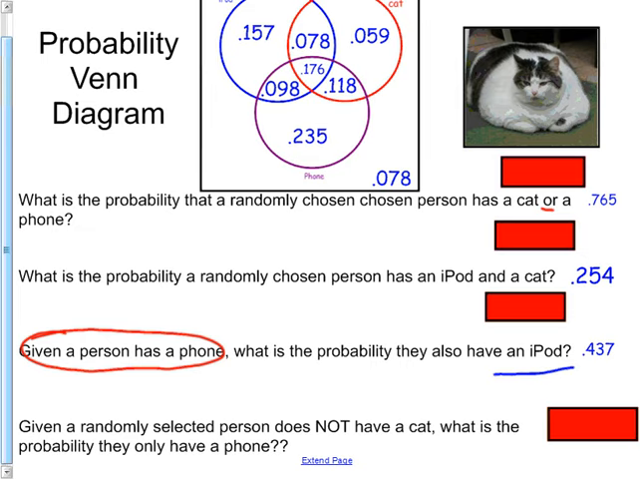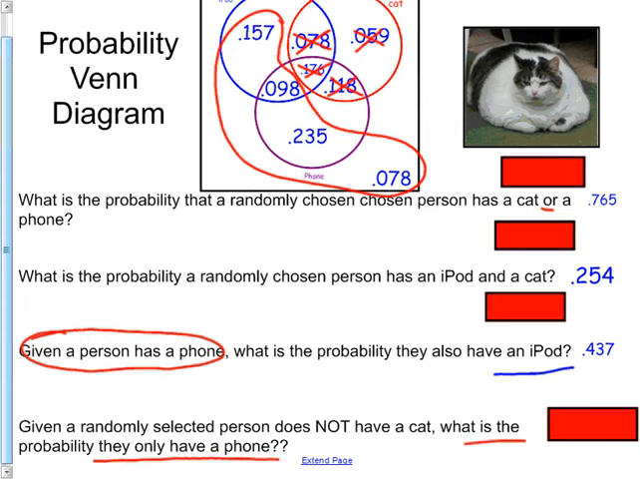Not having a cat. These people have a cat. Can't use them, can't use them, can't use them. Not having a cat is all of these people. All right? Then, those things get added up. They put them on the bottom. And we want to say, what is the probability that they only have a phone? Do you only have a phone? No. Do you only have a phone? No, I have a cat too. Do you only have a phone? Yes. Oh, so you're my person.